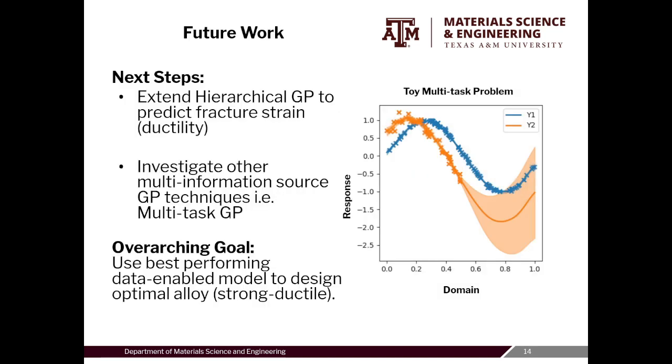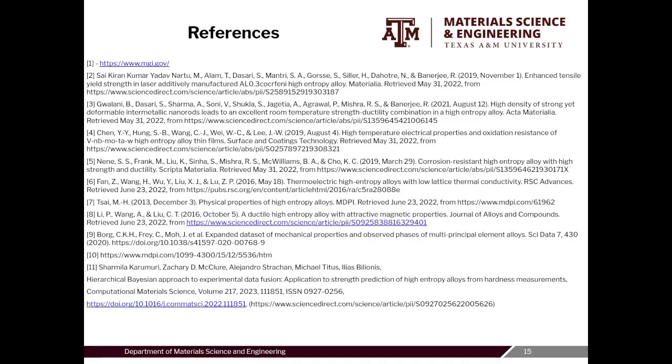For future work, we intend to further extend the hierarchical GP to predict fracture strain, and we'll also continue investigating other multi-information source GP techniques, such as multitask GPs. The overarching goal of the project is to use the best performing data-enabled model to design strong yet ductile alloys. And here are my references.